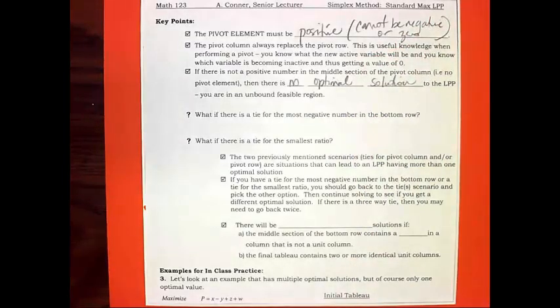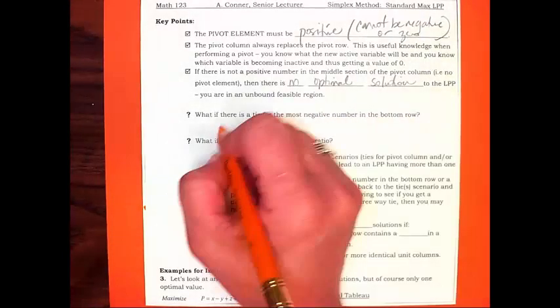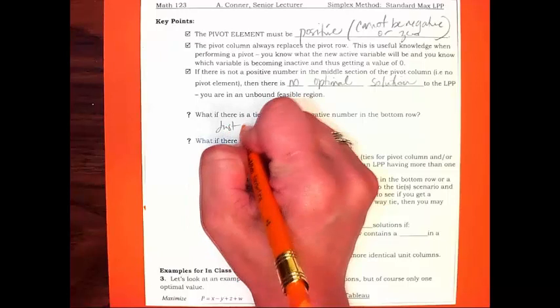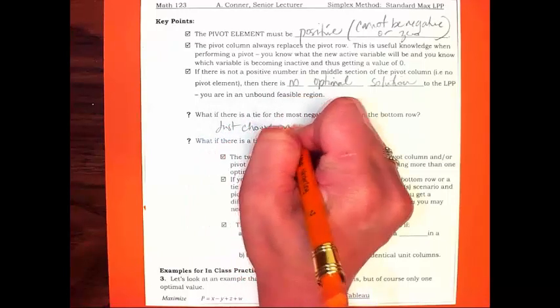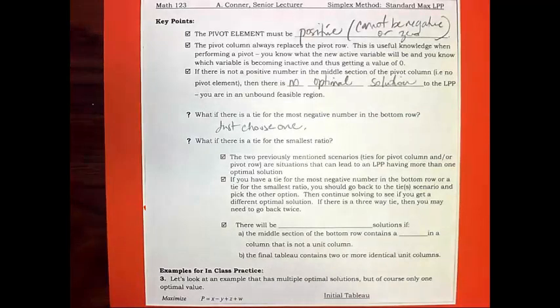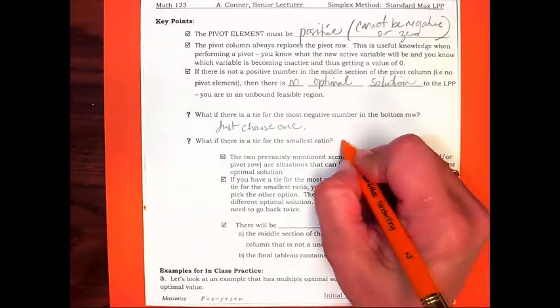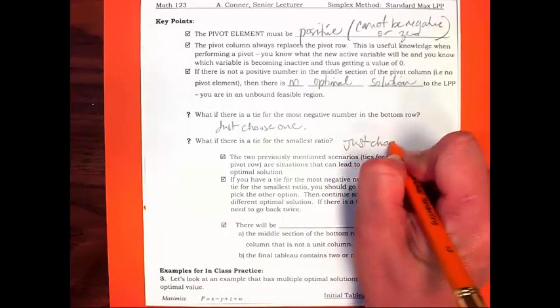If there is a tie for the most negative number in the bottom row, I mentioned this during the example, then you just choose one. What this normally means is that there's going to be more than one optimal solution. But with WebAssign, we're not going to have to deal with the infinitely many solutions case. We're just going to have to be able to type in one solution. The same thing's going to happen if there's a tie for the smallest ratio. Then you just choose one. And that means the same thing.